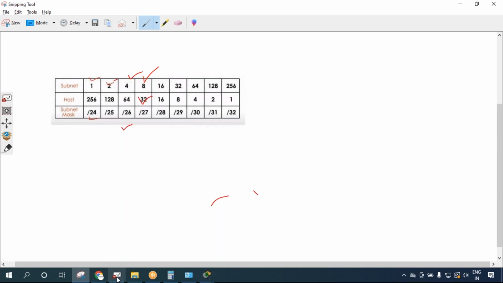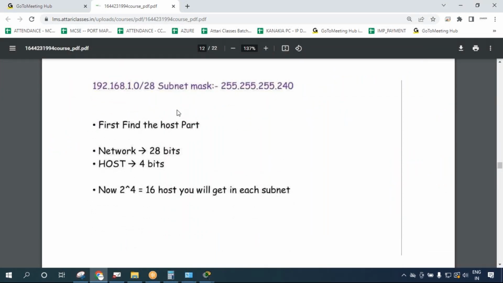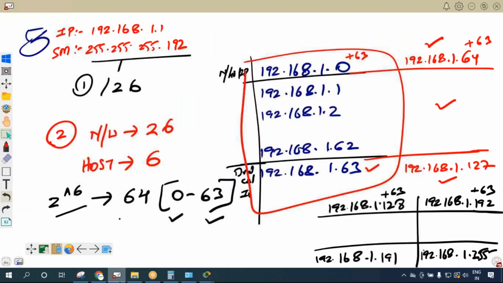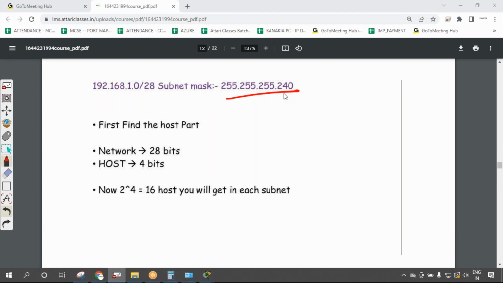So my dear friends, if I see a subnet mask of 255.255.255.240, what I will do: 128, 192, 224, 240, that is 25, 26, 27, 28. The first step is done. That's why I told you to memorize this. This is the first step.